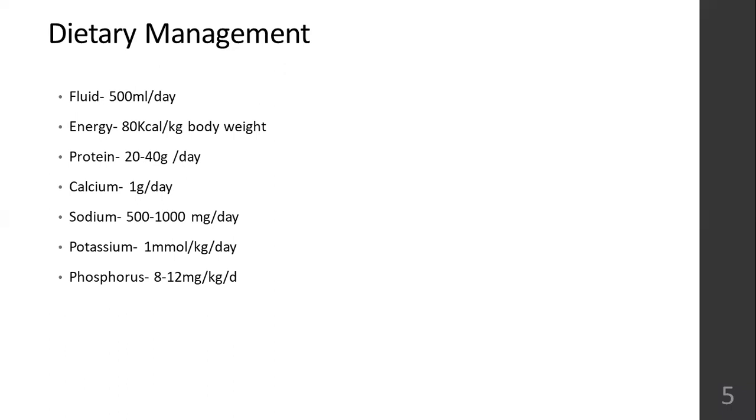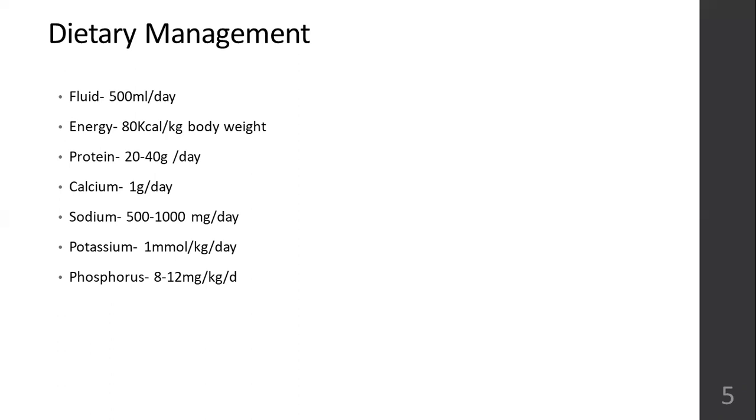It is not leaving the body as it is supposed to. So you will not pressure the body with more fluid. You will restrict the amount of fluid that the patient is taking. Okay, so 500 ml of fluid per day. Energy, 80 kilocalories per kg body weight. So whatever is the weight of the patient you are dealing with, okay, 80 kilocalories per kg body weight will be the calorie target.